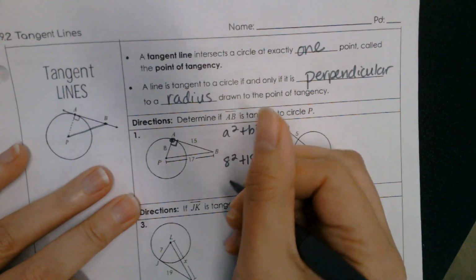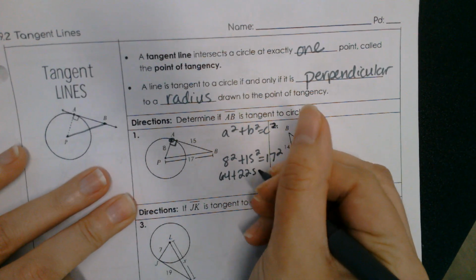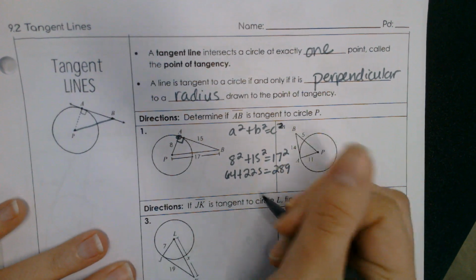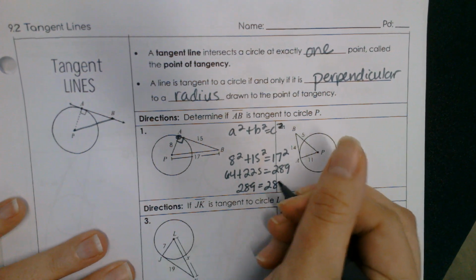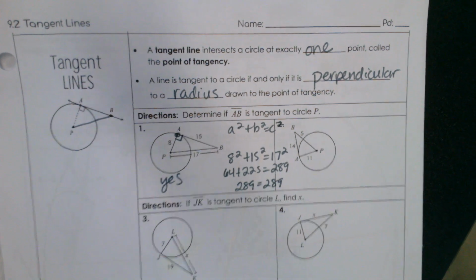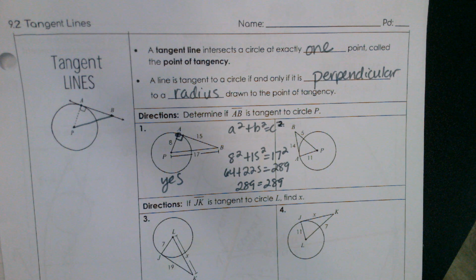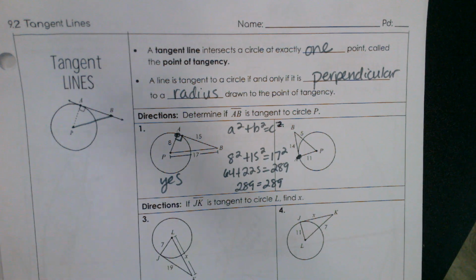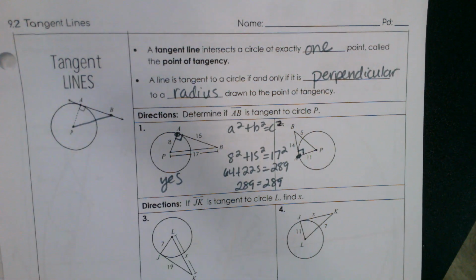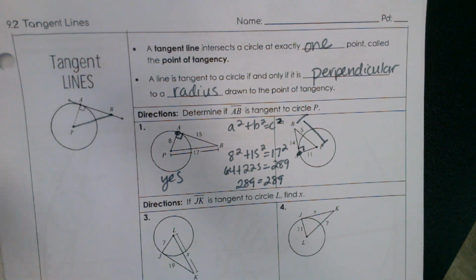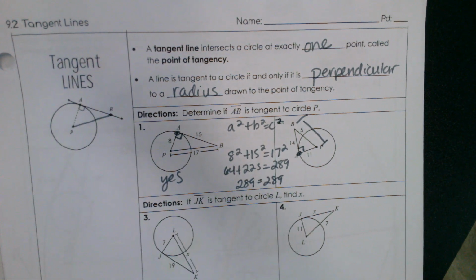Well, you should have one side equal to the other side. Is 64 plus 225 289? Yeah, 289 equals 289. So is this tangent? Yes. Okay, looking at the next one, which point should be your point of tangency? A. So that means which side should be my hypotenuse? BP. So do I have the whole segment for BP?